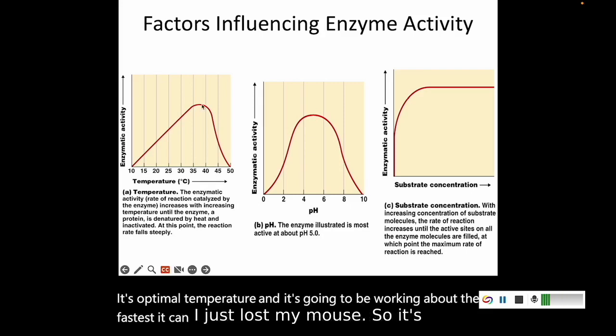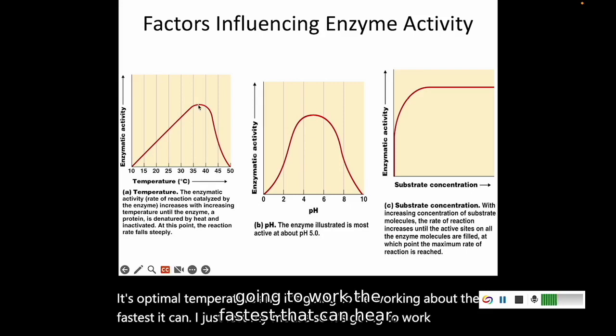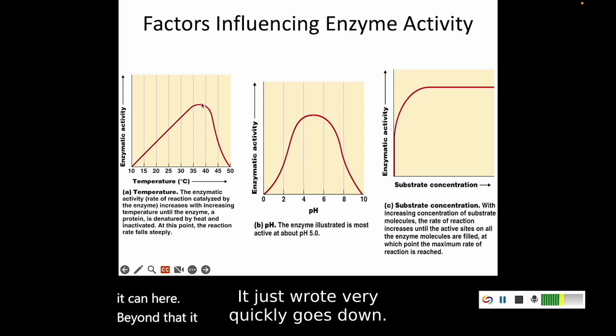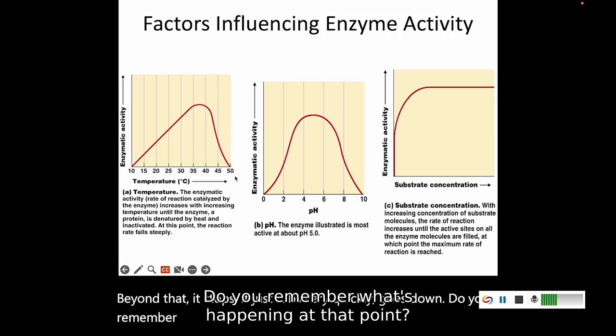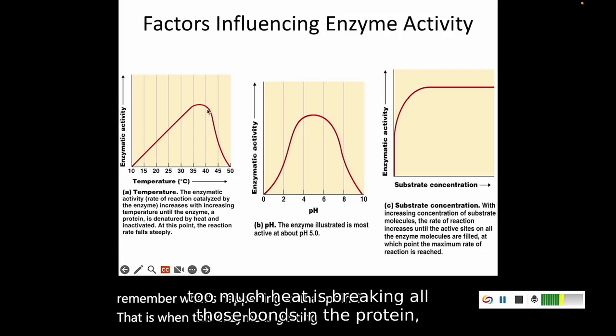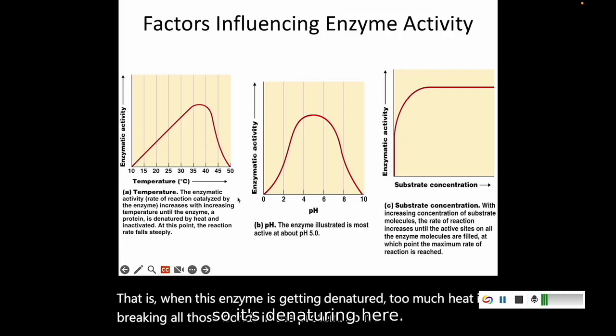So it's going to work the fastest it can here. Beyond that, it stops. It just very quickly goes down. Do you remember what's happening at that point? That is when this enzyme is getting denatured. Too much heat is breaking all those bonds in the protein, so it's denaturing.